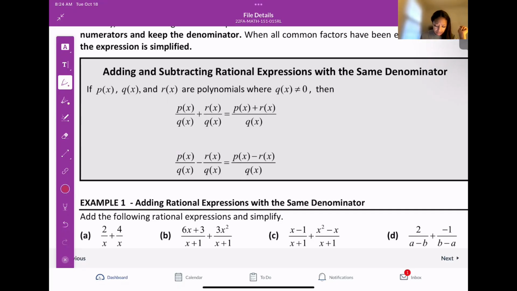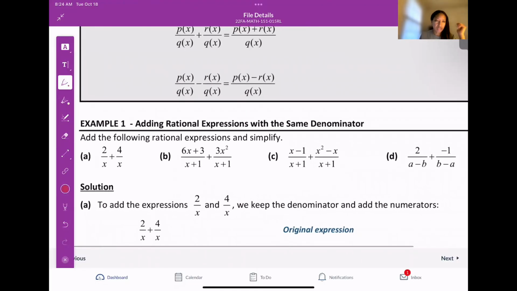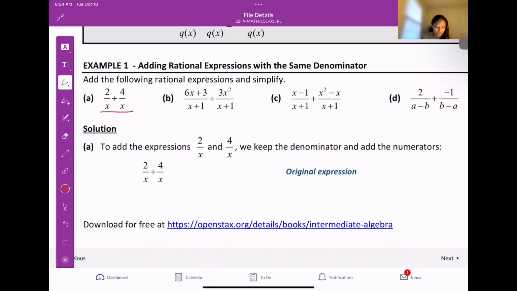All right, there are 4 examples done here for us. We'll look at the ones that are done here, and then we'll jump to the examples after this. So if we have something like 2 over x plus 4 over x, both of these expressions have a denominator of x. To simplify this, we add the 2 numerators together, 2 plus 4, and write them over the common denominator, x. So this would be 6 over x. That one can't be simplified anymore, so we're done. 6 over x would be the answer there.